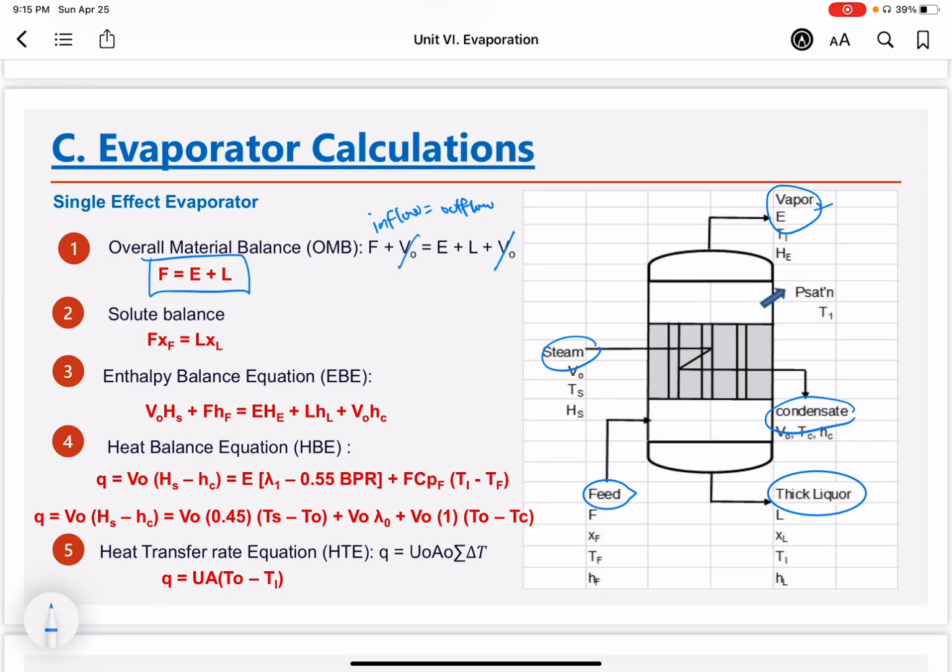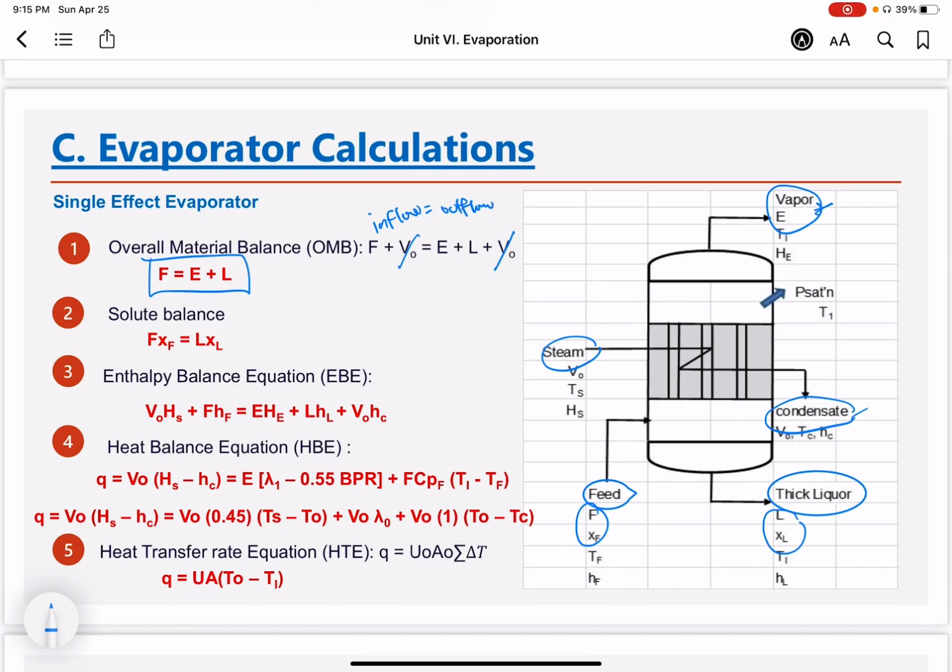Solute balance. The solute balance is simply FxF is equivalent to LxL because there are no solutes in the condensate, of course, and also in the solvent that vaporized. Okay, so it is just FxF = LxL.